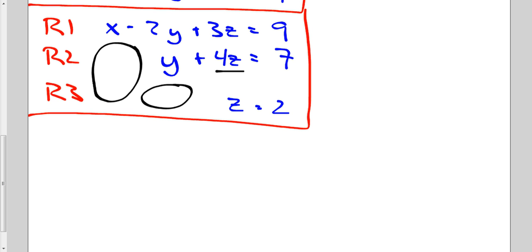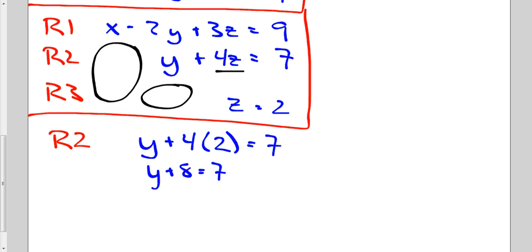So I do, again, row 2. I'm just going to write row 2 right now. And it's y plus 4 times 2, because z equals 2, equals 7. So y plus 8 equals 7. So y equals what? -1. Subtract 8 from both sides, right? So now y equals -1. Huh. Now I know what my y is. I know what my z is. Now what can I do? Plug them into R1. Plug them into R1, right? So let's do that over here. R1.